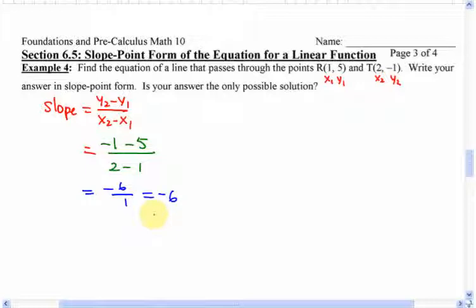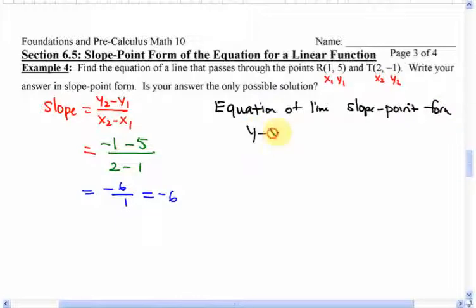Is your answer -6? No? Did I do something wrong? It is? Okay. So now I'd like you to go ahead and write your answer in slope point form. So can you now go ahead and find the equation of a line? y minus y1 equals m bracket x minus x1. Go ahead. Which point did you use to plug in for the equation? R and T? You did both?